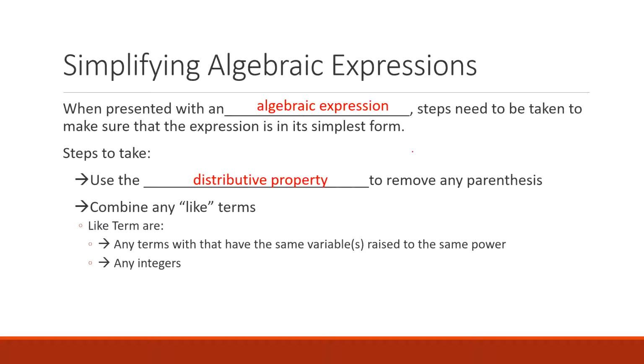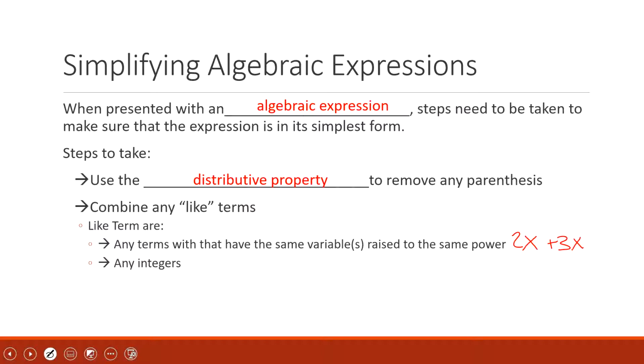So we're going to use the distributive property if we see parentheses to distribute what's outside the parentheses through everything that's inside the parentheses, and then we're going to combine any like terms. A like term is a term with the same variable raised to the same power. So if we see two x's, you have 2x plus 3x, we want to combine those. Those are like terms. The x's are raised to the power of 1.